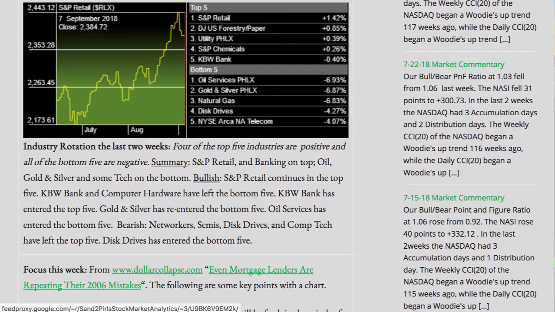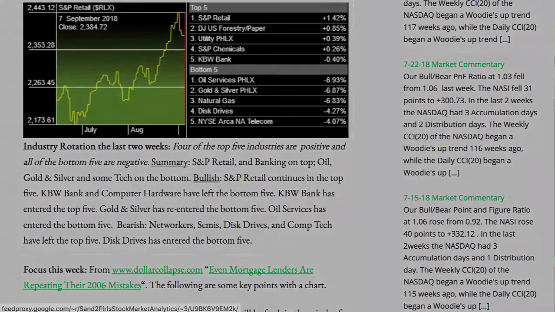Bullish, S&P retail continues in the top 5. KBW Bank and computer hardware have left the bottom 5. KBW Bank has entered the top 5. Gold and silver has re-entered the bottom 5. Oil services has entered the bottom 5. Bearish, networkers, semis, disk drives, and comp tech have left the top 5. Disk drives has entered the bottom 5.